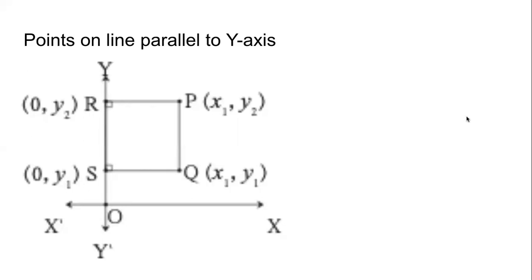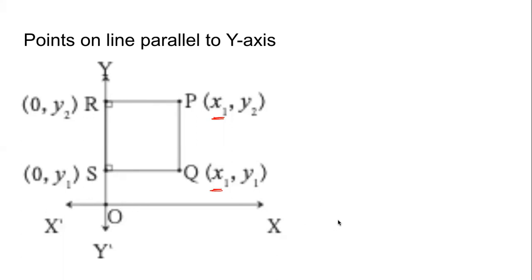Obviously, the next item would be what happens if the points are on a line which is parallel to the y-axis. Now look at the points P and Q. Their x coordinates are the same, x1 and x1. Whenever this happens, it means the line is parallel to the y-axis because the x coordinates are the same. Now the y coordinates are different, y2 and y1.